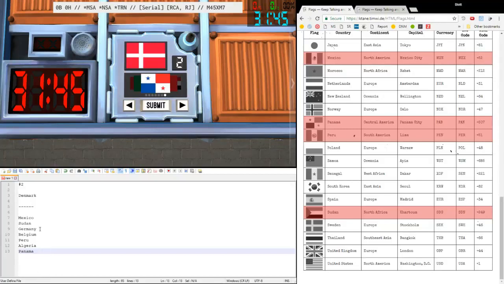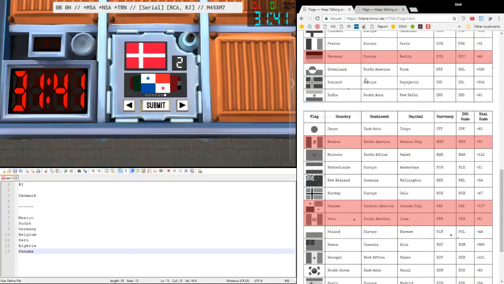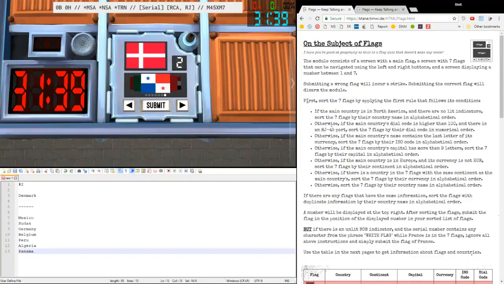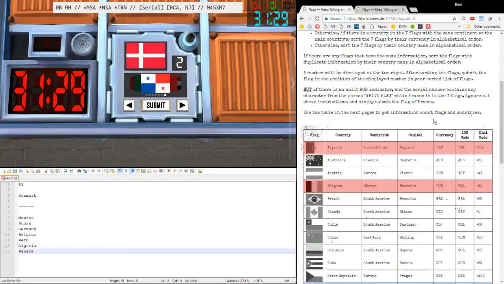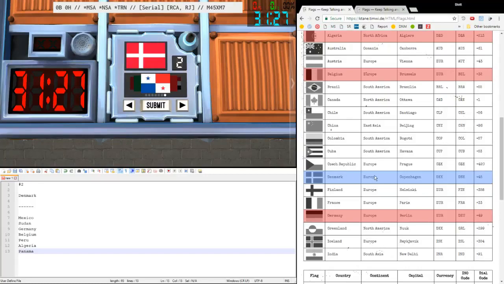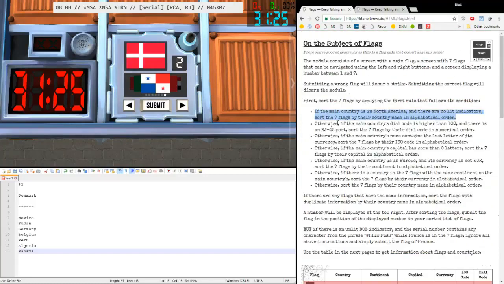Okay, so now that we've finally gotten that information over to our expert, what does the expert do with it? Well, first, they have to sort the seven flags based on which of these rules kicks in first. Is the main country, that's the big flag, remember Denmark in this case, in North America? If you're not sure, you can check, Denmark is in Europe. So that is false, we move to the next rule. Not that rule. Next rule.